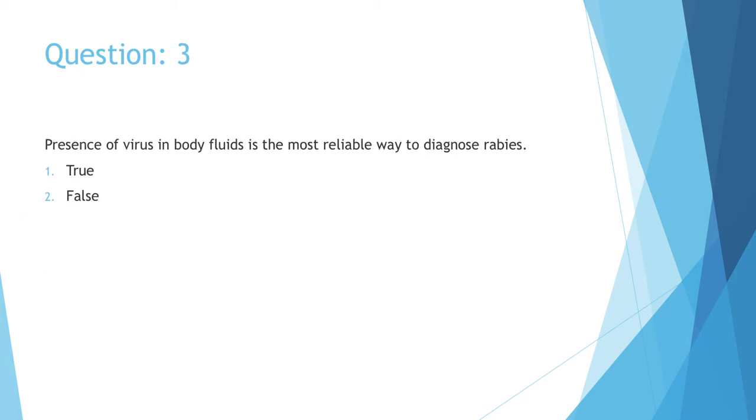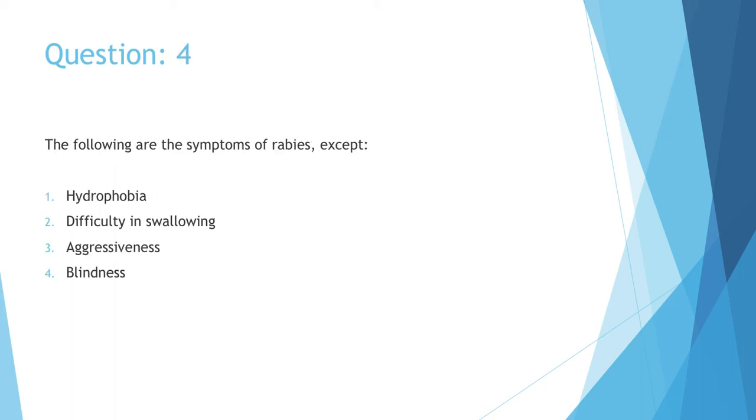Question number 3. Presence of virus in body fluids is the most reliable way to diagnose rabies. True or false? And the answer is 2, it is false.